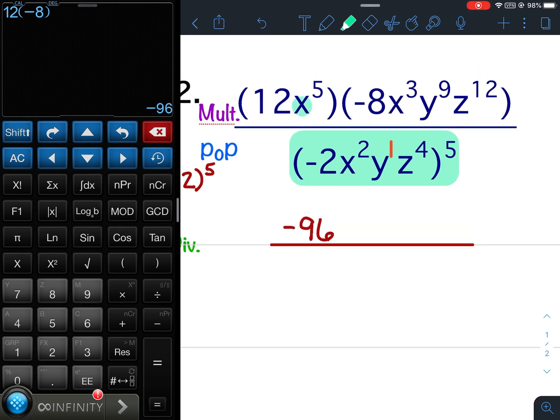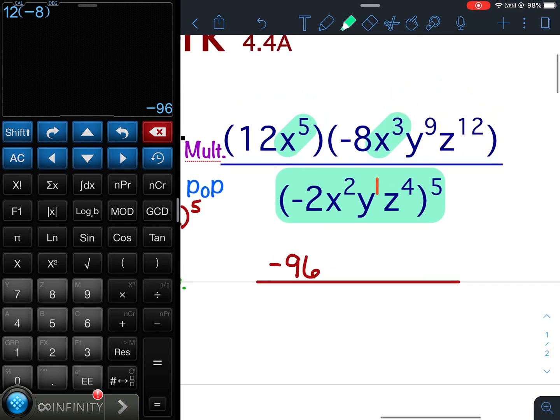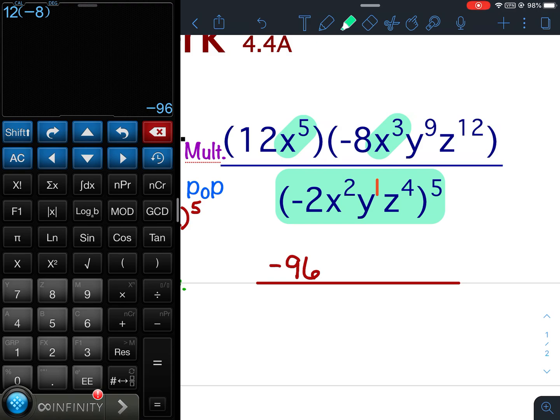I have an x to the 5th and an x to the 3rd. X is the only variable that shows up in both monomials. So when I go to multiply, I'm going to add these exponents. So x to the 5th and x to the 3rd together would become x to the 8th. I bring down my y to the 9th, and I bring down my z to the 12th.